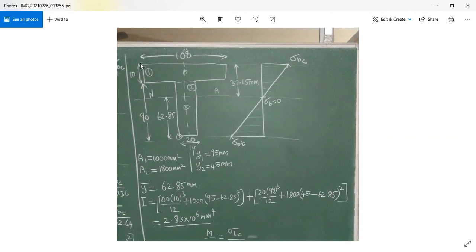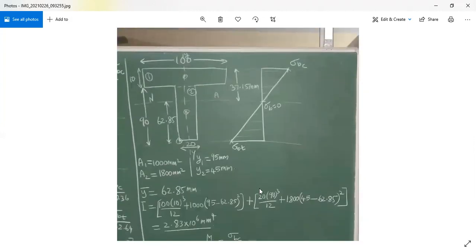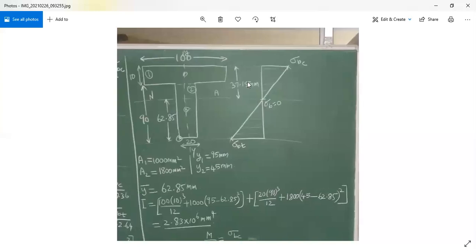Then I is equal to 100 into 10 cube by 12 plus area into y1 minus y bar the whole square, plus 20 into 90 cube by 12 plus area 1800 into y2 minus y bar the whole square. If you simplify it, you will get 2.83 into 10 power 6 mm power 4. So we know the expression M by I is equal to sigma b by y. So this is nothing but 37.15, that is 100 minus 62.85 is 37.15.